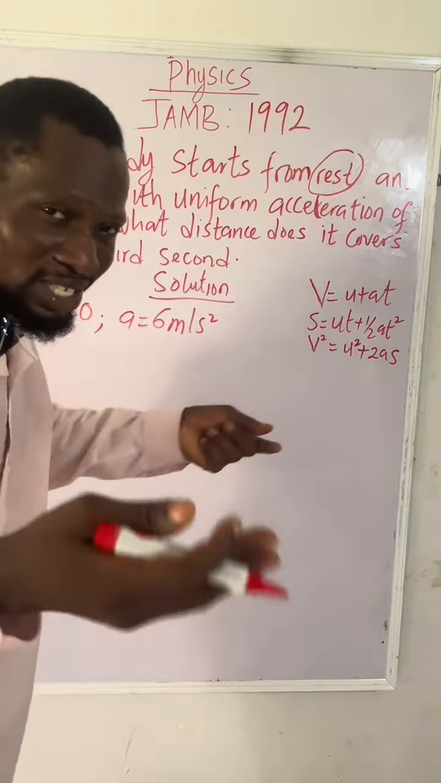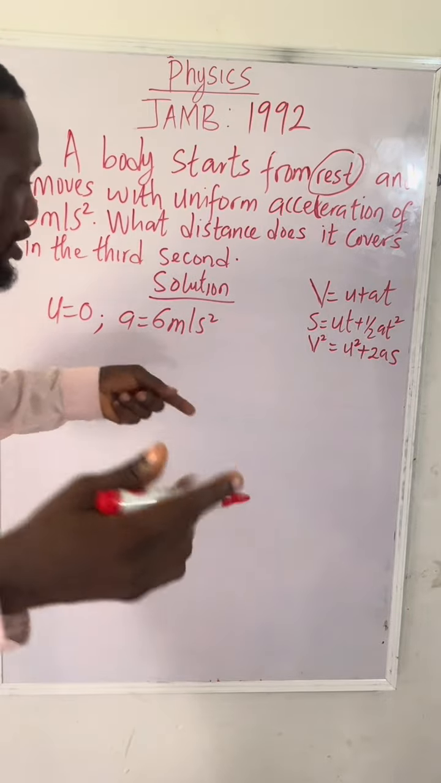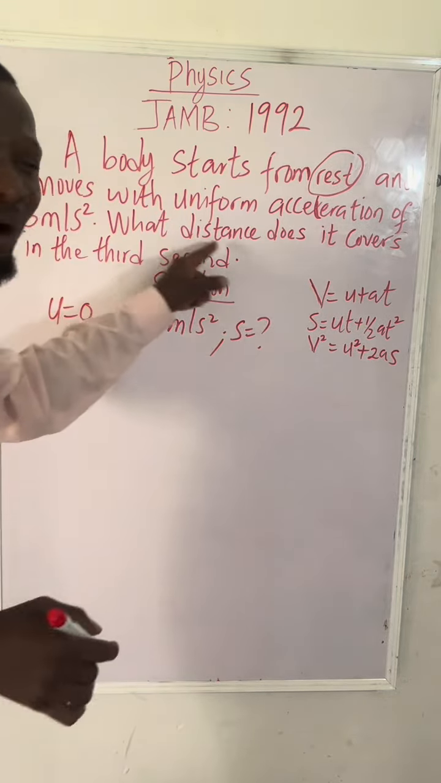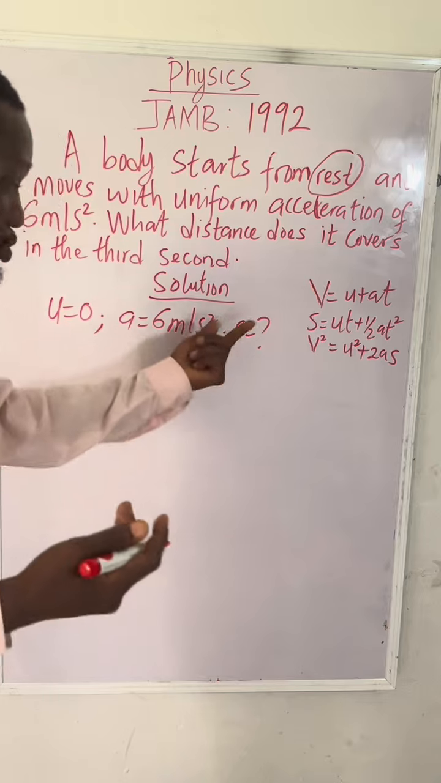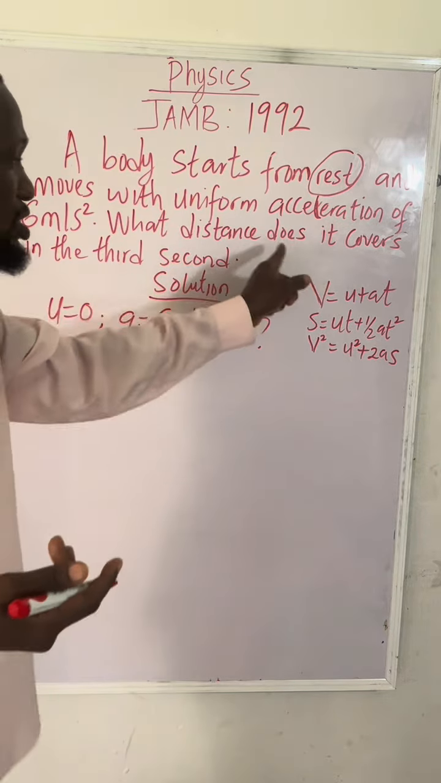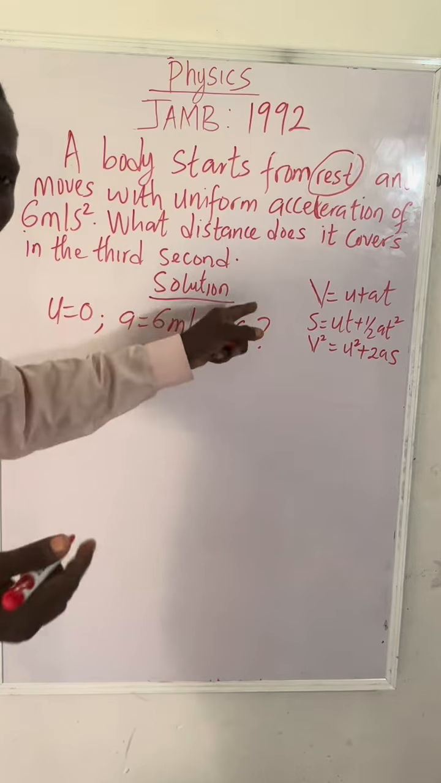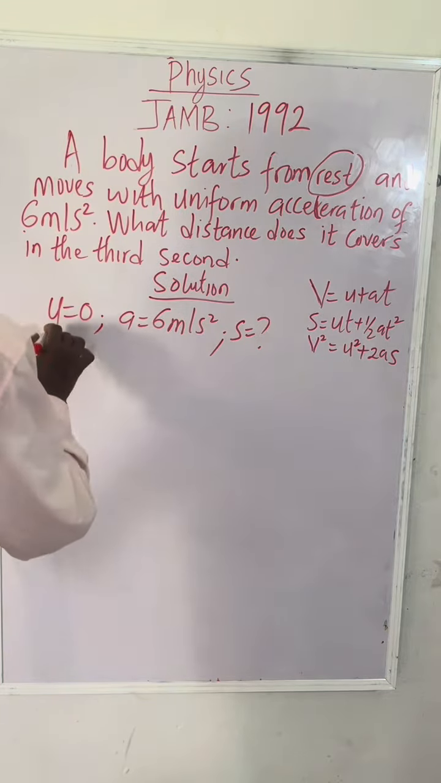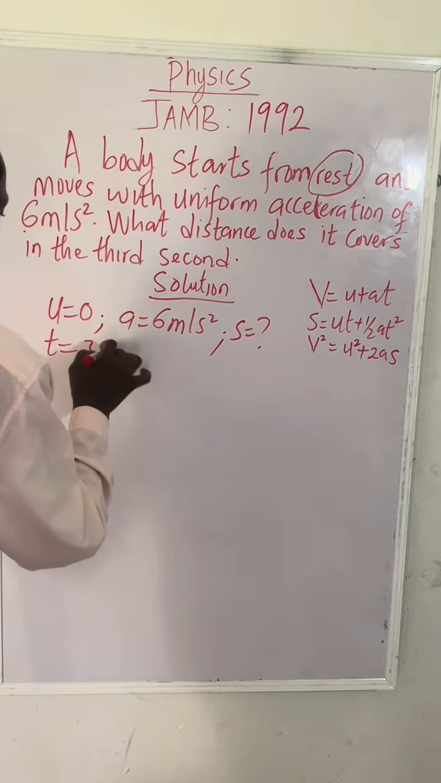What distance? You're asking a question, what distance? So it means that you don't know the distance. So our s is not known, because the question is what distance? Now, does it cover in the third second? Well, let's say our time is 3 seconds for now. So our time t is equal to 3 seconds.